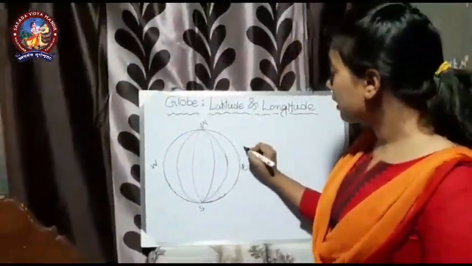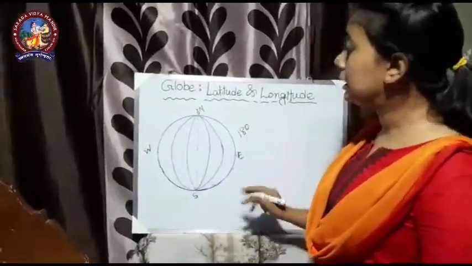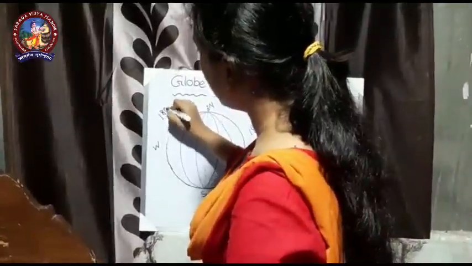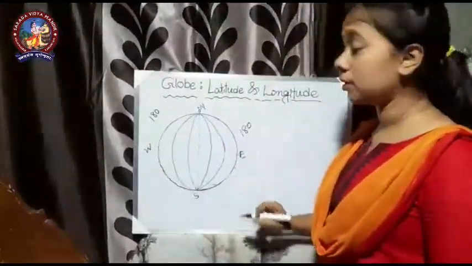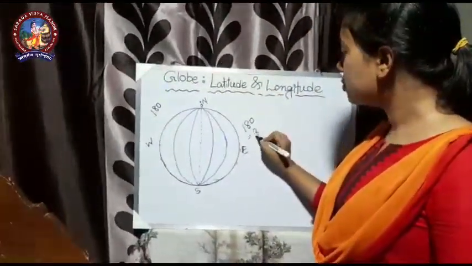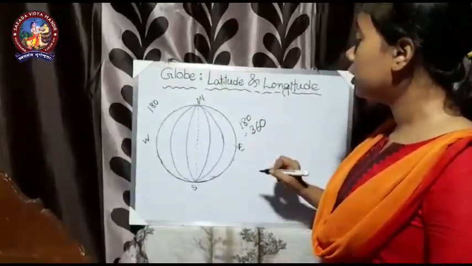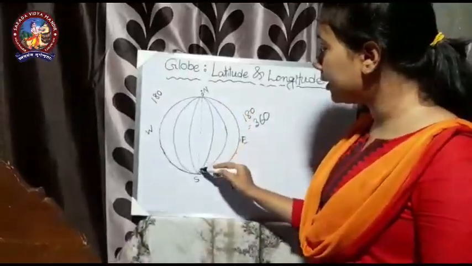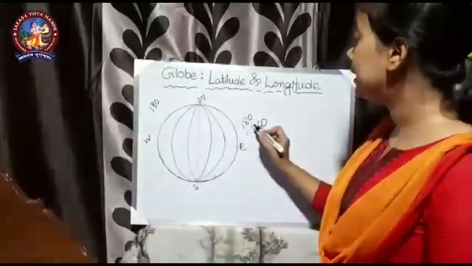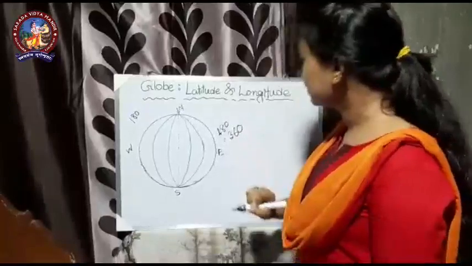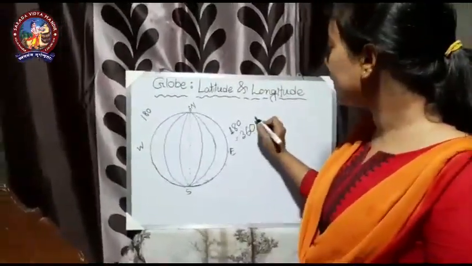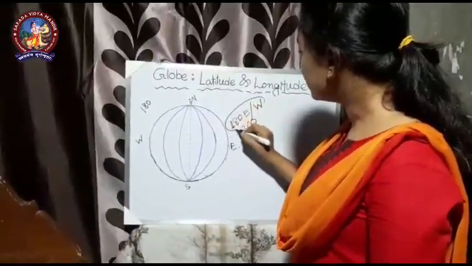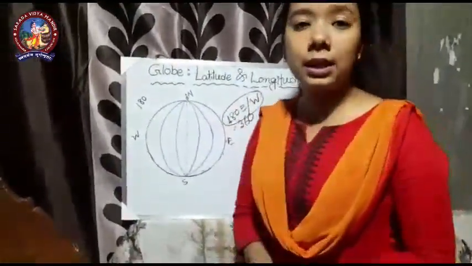For the east, we have 180 longitudes, and for the west, we also have 180 longitudes. So we are having 360 longitudes. But here the question arises, where did the 0 degree go? But the thing is, 180 degree east and 180 degree west are the same line.